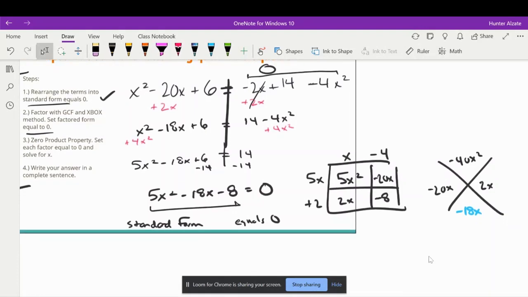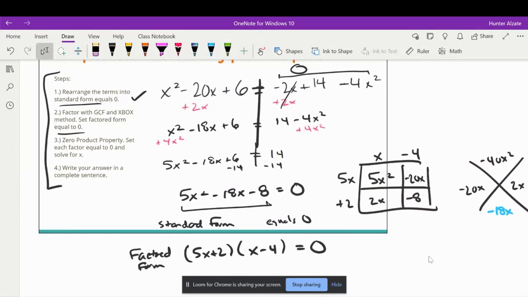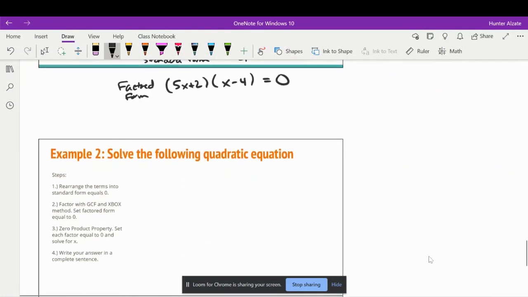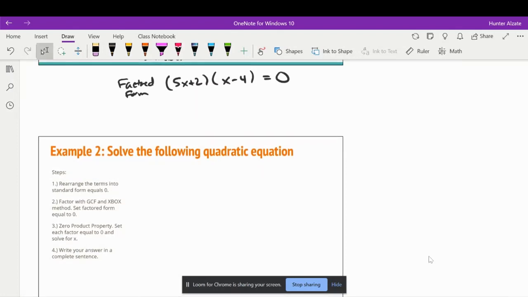And so my factored form is 5x plus 2 times x minus 4, and that equals 0. Okay, so that's step 1 and step 2. Let's go to the next slide to finish it. I'm just going to continue here. So now let's use zero product property. I'm going to set each factor equal to 0.